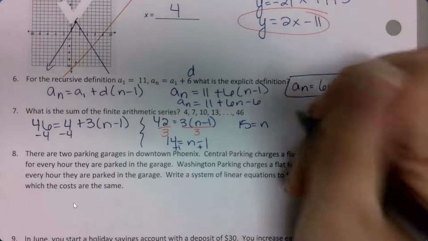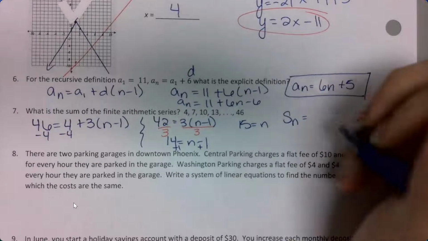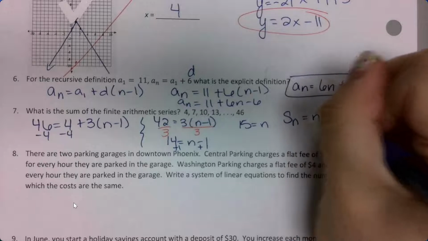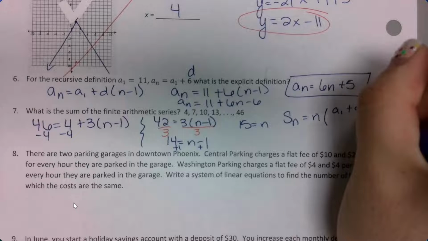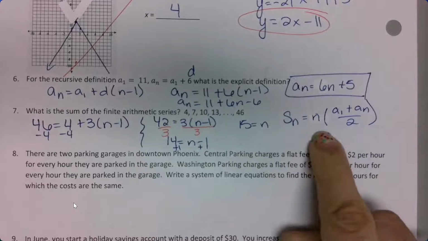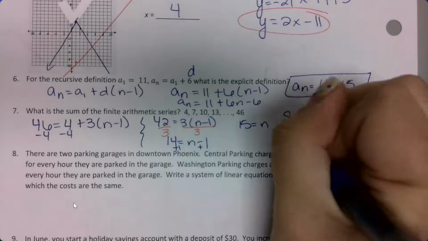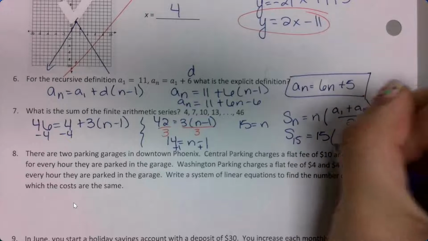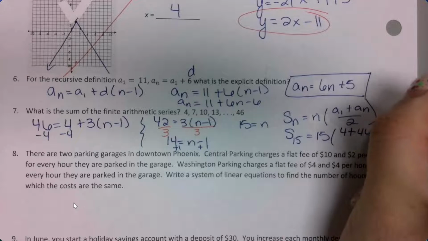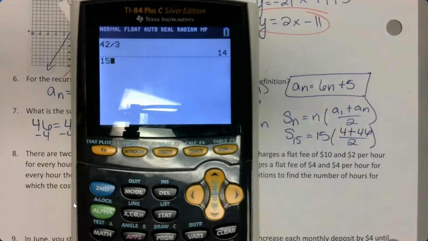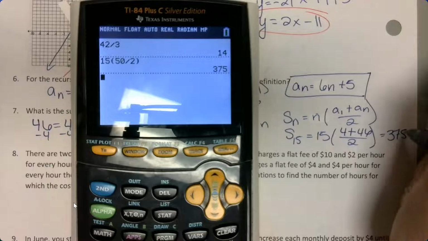Now that I know my total number of terms, I'm going to use S sub n equals n times (a sub 1 plus a sub n) divided by 2. So I know all of these things. A sub 1 is my first term, a sub n is my last term, n is my number of terms. So I have S sub 15 equals 15 times (my first term 4 plus 46) divided by 2. So I'm going to type that in. 4 plus 46 is 50, divided by 2, which gets me 375.